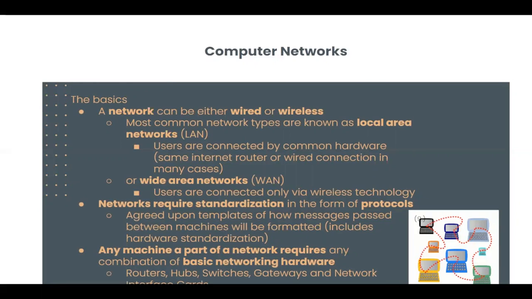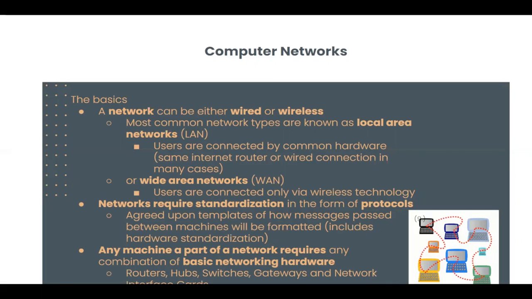For LAN, users are connected by common hardware, such as the same internet router or a wired connection. For WAN, users are connected solely through wireless technology. However, networks require standardization in the form of protocols. These are agreed upon templates of how messages passed between machines will be formatted, which includes hardware standardization.